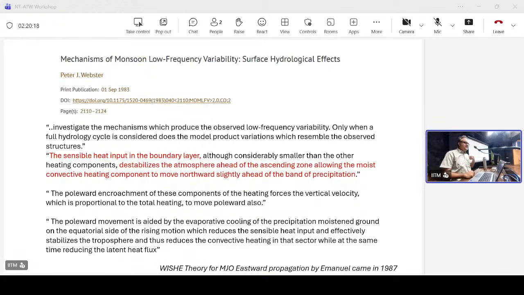So if it is the land surface, yes, this is the northward propagation we have seen. Later there are a lot of theories, based on, you can say, the interaction between the barotropic and baroclinic modes, by Xiang et al.